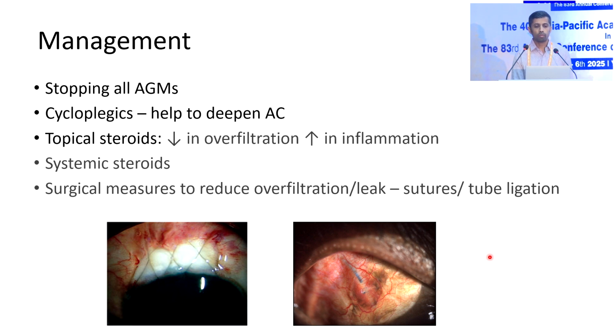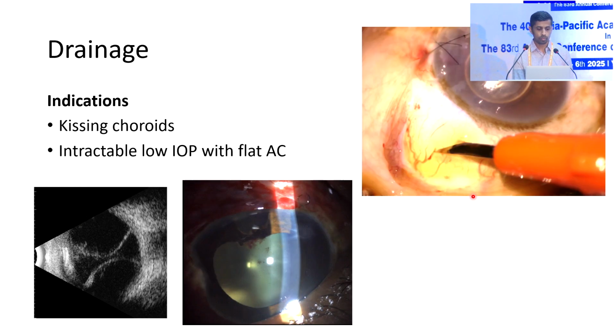Management includes stopping of all anti-glaucoma medications. Cycloplegics help to deepen the anterior chamber. Topical steroids are decreased in overfiltration and increased in inflammation. Systemic steroids are again used for controlling inflammation. We can opt for surgical measures to reduce overfiltration or leak.